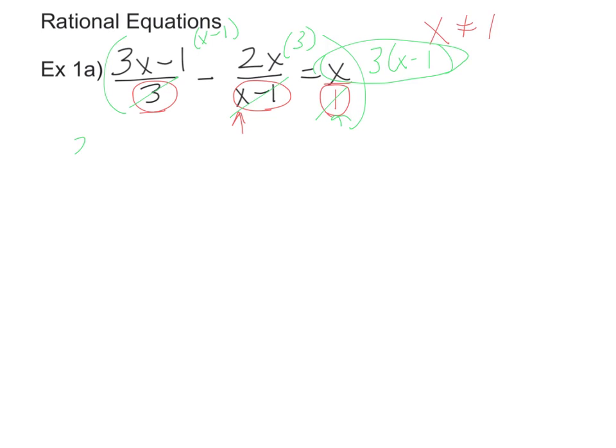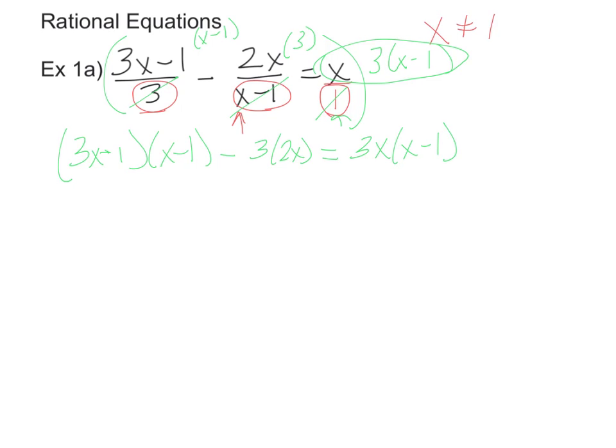So what we actually have is 3x minus 1 times x minus 1 for my first term, no more denominator, minus a 3 times that 2x equals 3, then times that x, and then times that x minus 1. The whole goal, again, just like with linear, is to get rid of the fractions. Once you get rid of those fractions, you can just do the work. So let's do it right now.